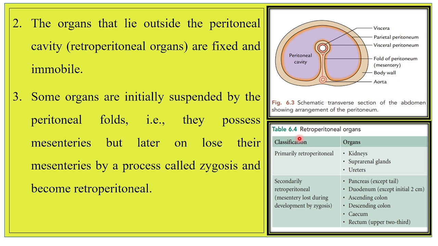So what are the different retroperitoneal organs, which include the primary and secondary retroperitoneal classifications? The primary retroperitoneal organs are your kidneys, suprarenal glands, and ureters. The secondary retroperitoneal organs occur as a result of this zygosis process, because their mesentery has been lost. That includes your pancreas except the tail, duodenum except the initial 2 centimeters, ascending colon, descending colon, cecum, and upper 2/3 of your rectum. So these are the retroperitoneal organs, the organs present outside the peritoneal cavity.